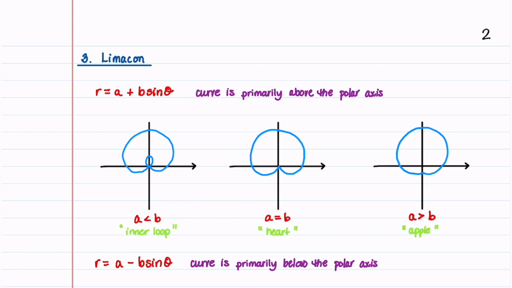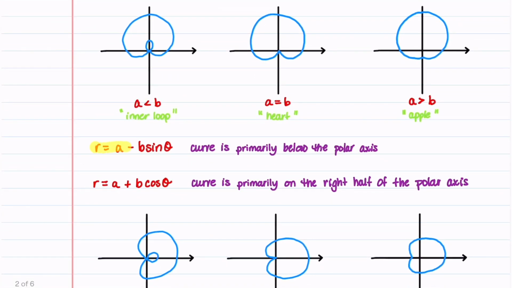The third type of polar equation is the limacon. This is also called the limacon of Pascal, and the name limacon comes from the Latin word for snail. There are 4 equations for a limacon. R is equal to a plus b sine theta, where the curve is primarily above the polar axis. R is equal to a minus b sine theta, where the curve is primarily below the polar axis. I didn't draw this one, but it's very similar to the one up above.